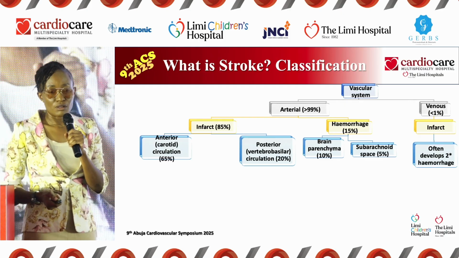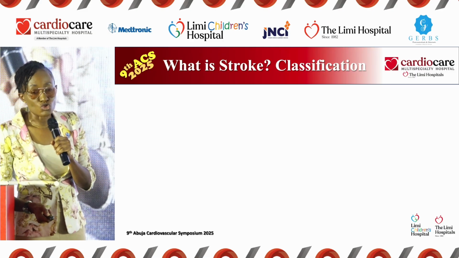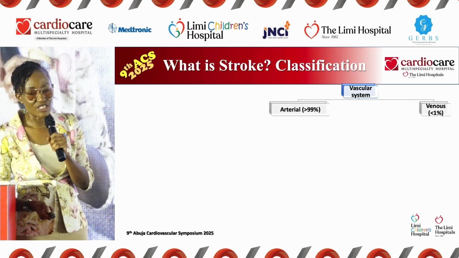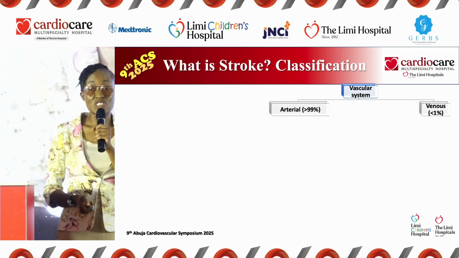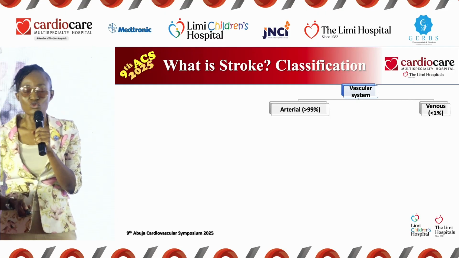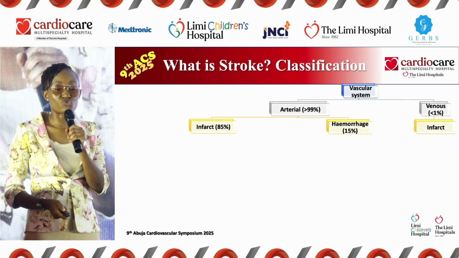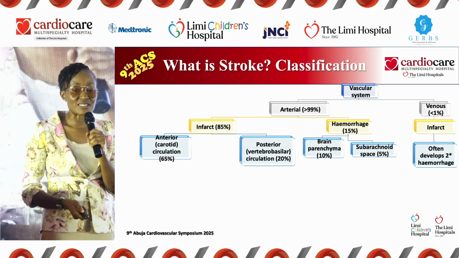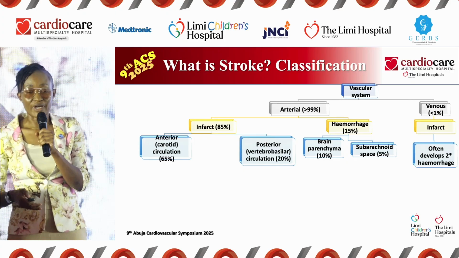Okay, let me just go back one bit. Is to know that it's a vascular issue, all right? And from the vascular issue, it can either be venous or arterial. We rarely see venous strokes, but for that 1% that may just show up, you need to know that it is possible. And then most of what we talk about are the arterial strokes, which can be infarct or hemorrhage, which I already spoke about. And this hemorrhage can either be intraparenchymal or subarachnoid hemorrhage.